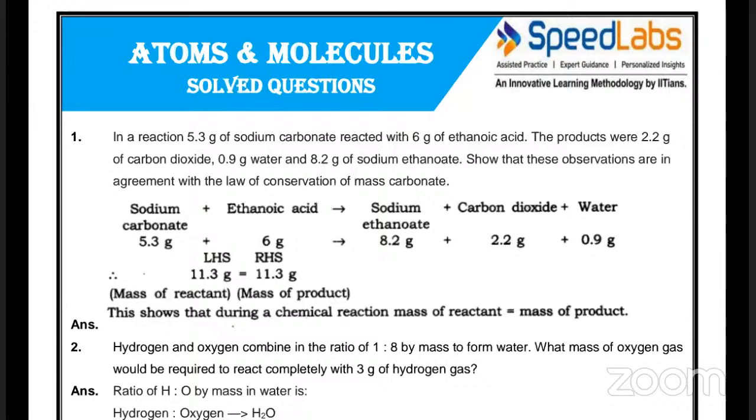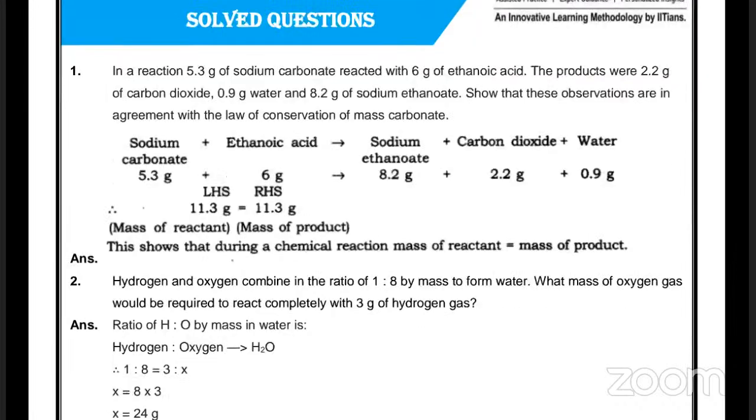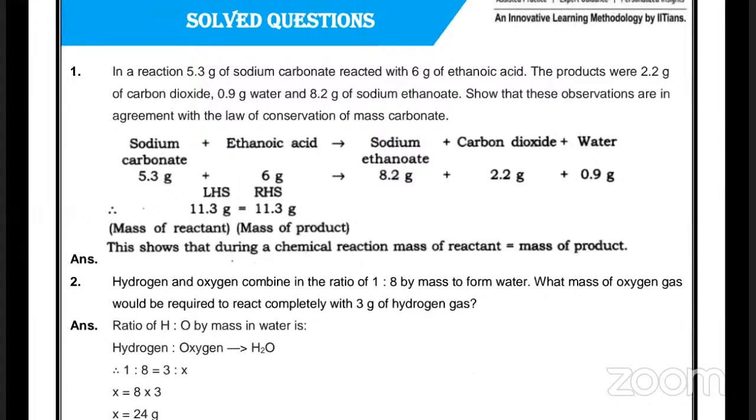So you will see the reactant side has 5.3 and 6 grams of mass given for the two components, sodium carbonate and ethanoic acid. If we do the sum of it, you will get 11.3, as I have mentioned over here. On the right hand side it is 8.2 plus 2.2 plus 0.9. If you do the sum of it, again it comes to be 11.3.